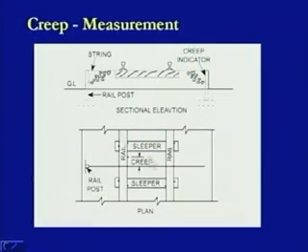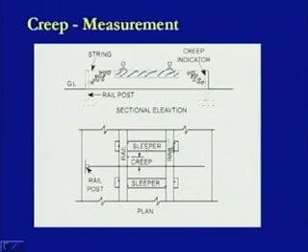The next point is how we can measure the creep. For the measurement of creep, as shown in this diagram, this is the sleeper on which the rail sections have been placed, and there is one post provided at this location and another post provided at this location. These two are joined together using a string. So, this is known as a creep indicator.